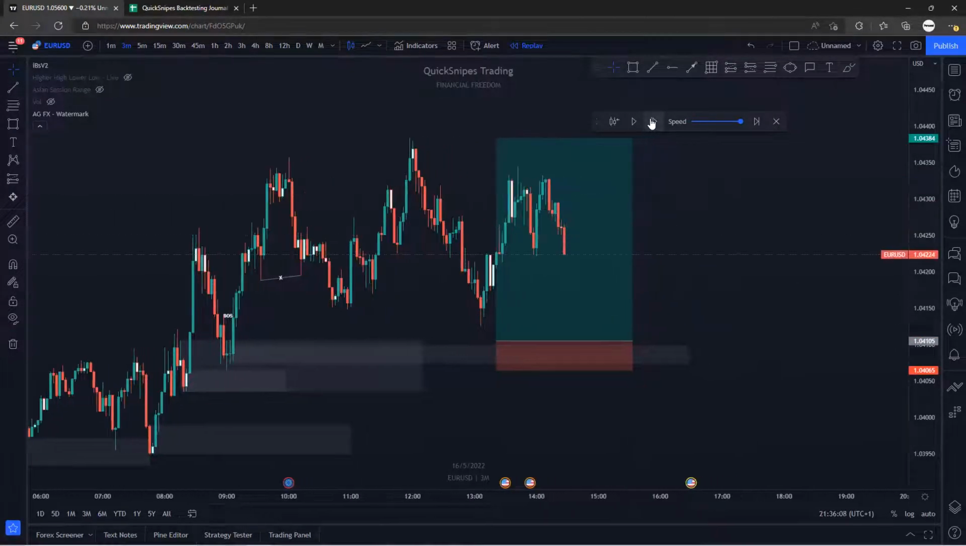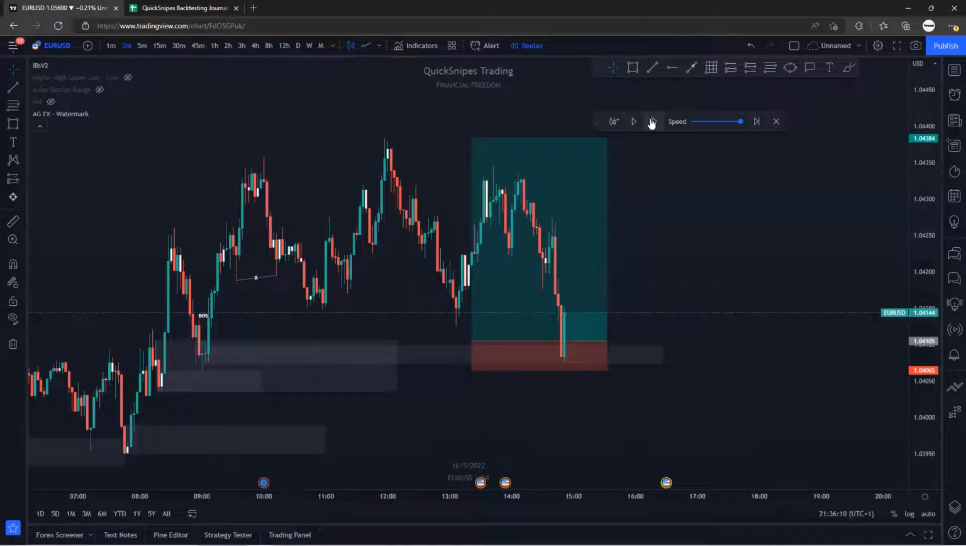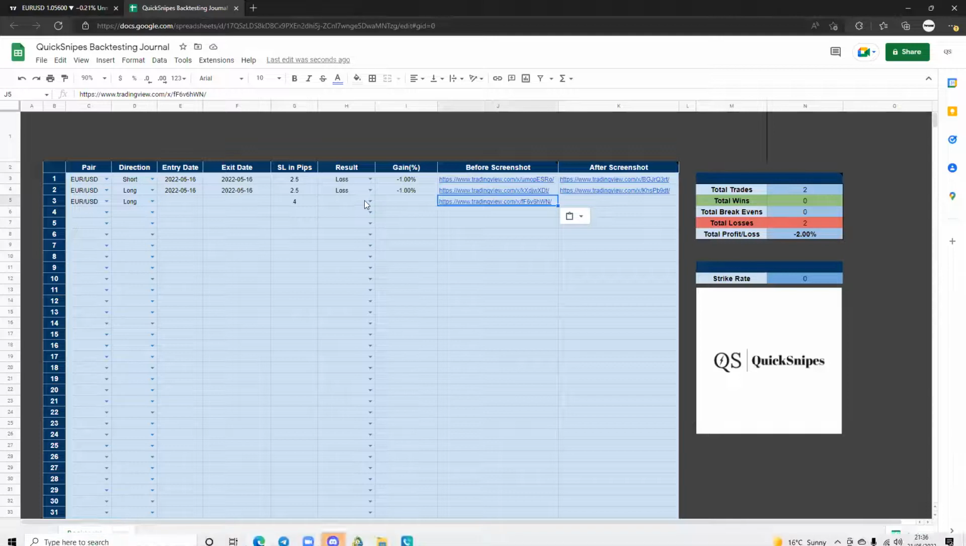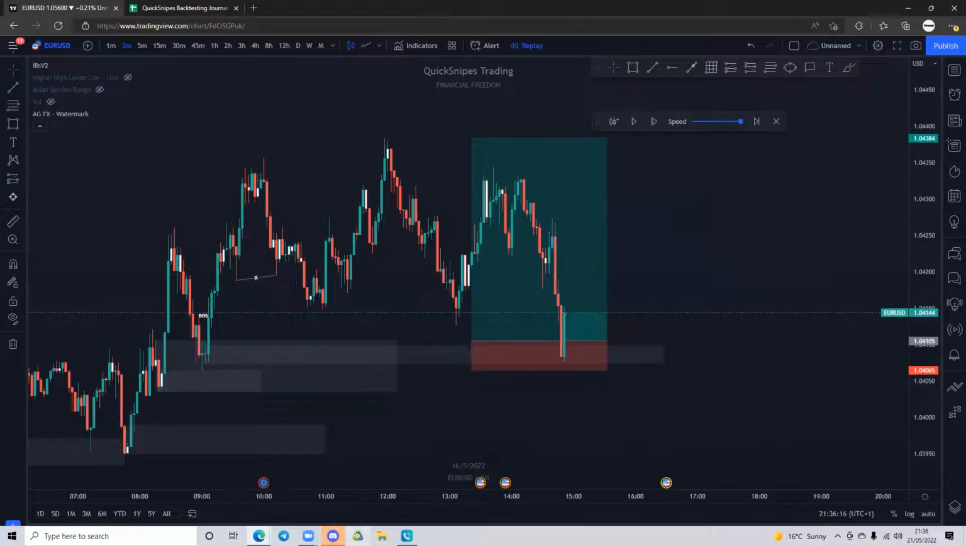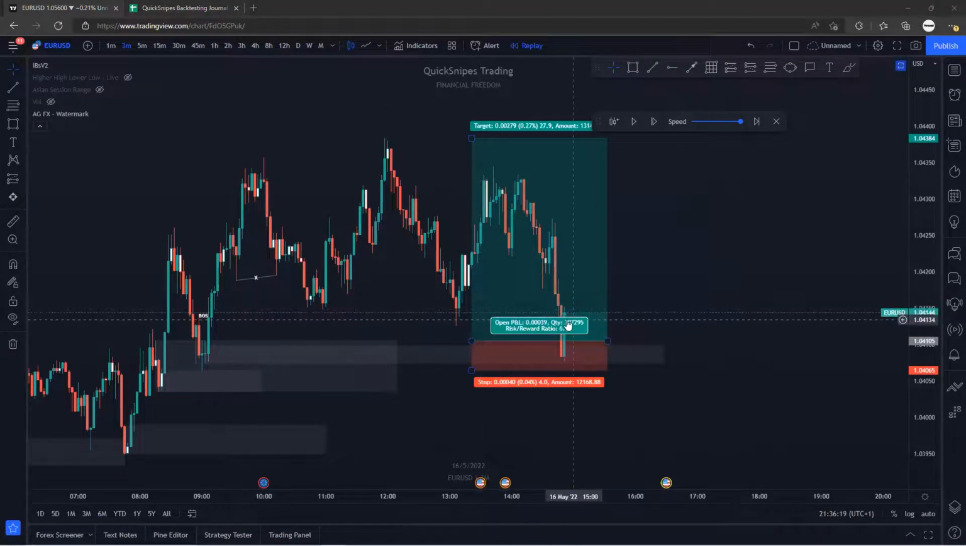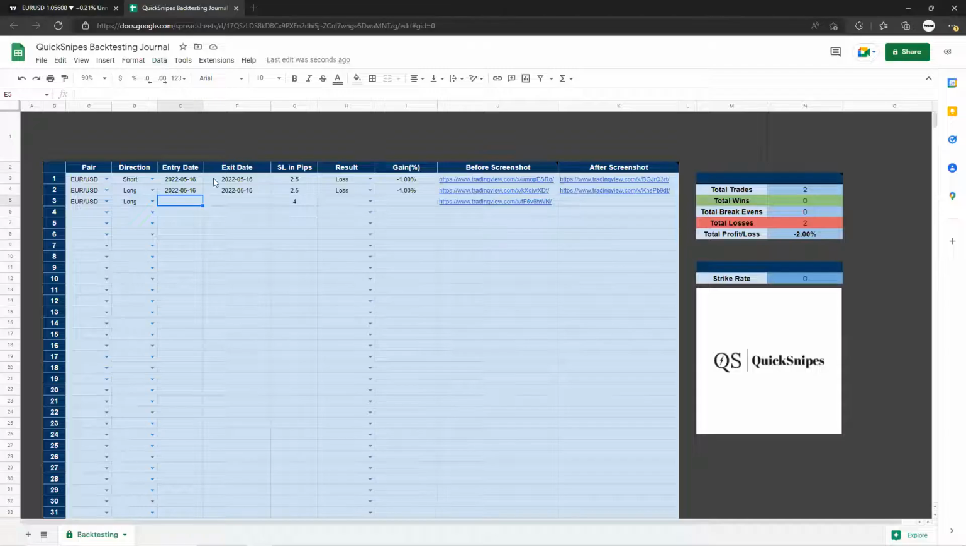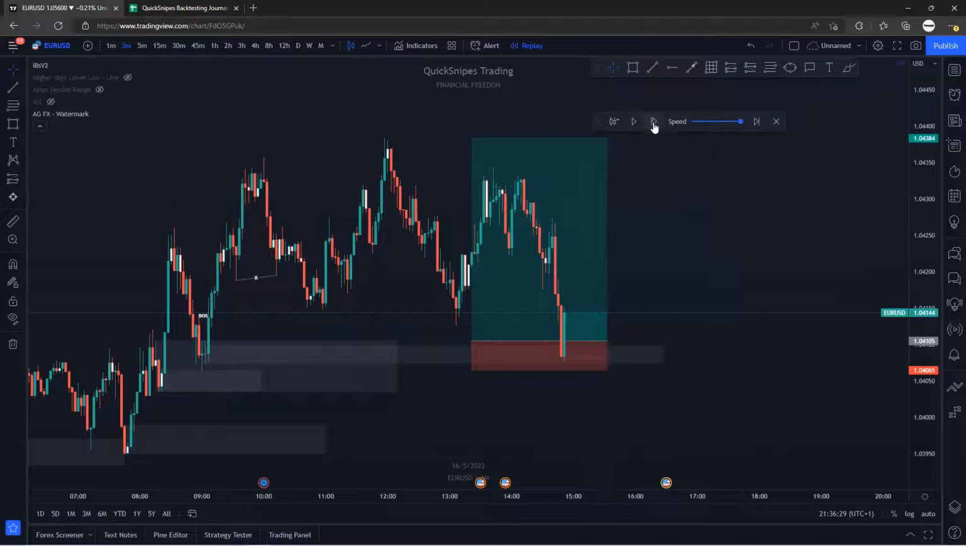We are ranging very heavily, to be honest. Okay, tapped in. We're in. We entered on 16th of May. Because it's the 1 minute time frame, I'm going to assume that we are going to exit on 16th of May just for these backtesting purposes. Now let's see how this plays out.